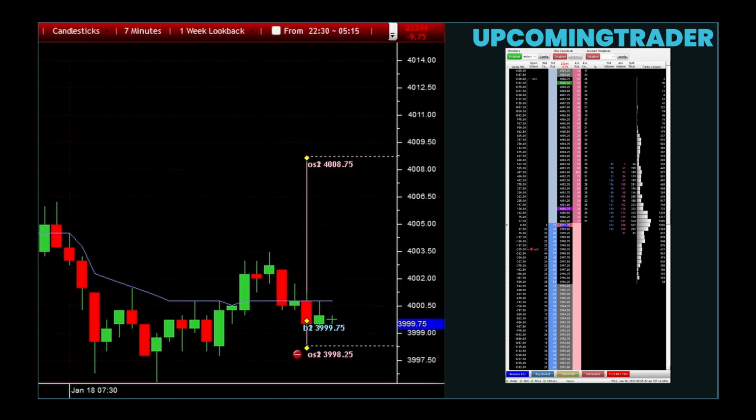The last mistake is relying only on the order book without considering other tools. Order book analysis is powerful, but it is not perfect. It is always a good idea to combine it with technical analysis, news, and volume data to get a more complete picture of the market.